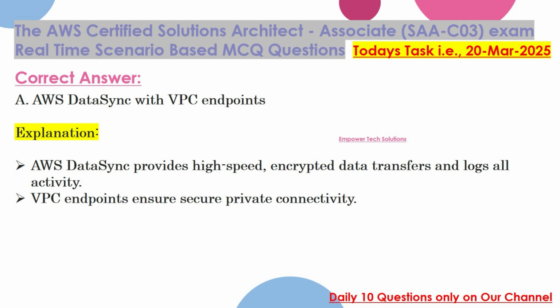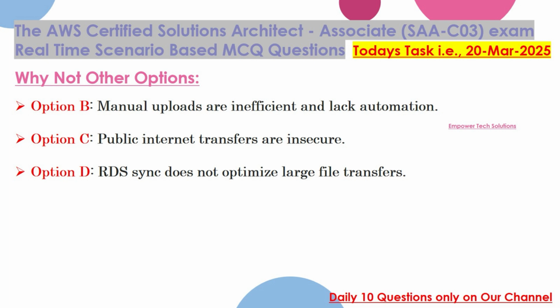Explanation: AWS DataSync provides high-speed, encrypted data transfers and logs all activity. VPC endpoints ensure secure private connectivity. Why not other options? Option B. Manual uploads are inefficient and lack automation. Option C. Public internet transfers are insecure. Option D. RDS sync does not optimize large file transfers.